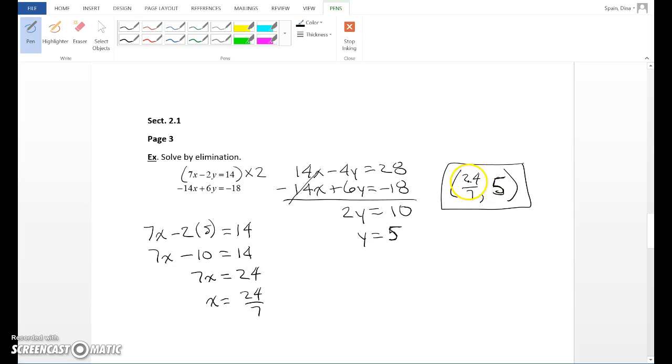So the answer to this is the x value is 24 over 7. You can leave them separate if you want. The best thing, though, is to write them as an ordered pair. Make sure your x comes first and the y, which was 5. The x and the y.